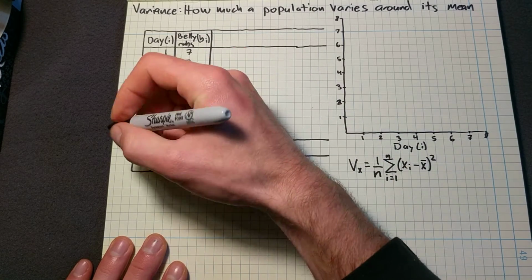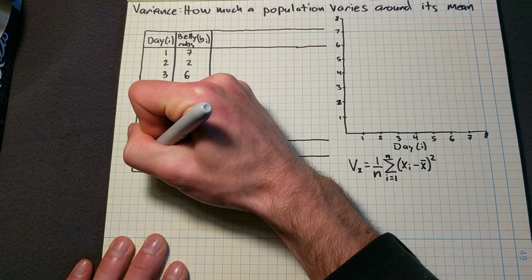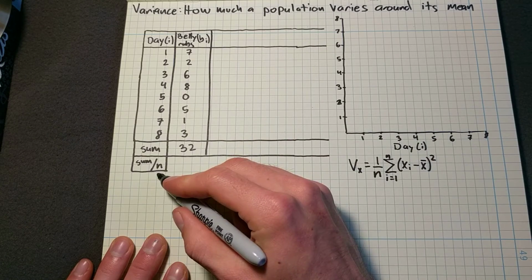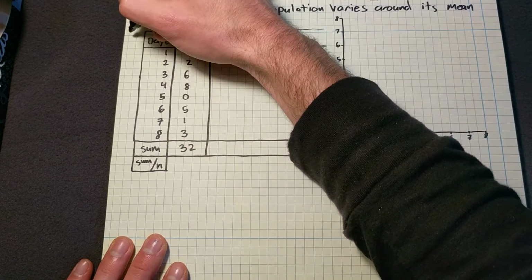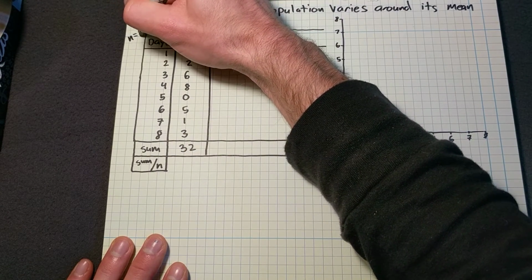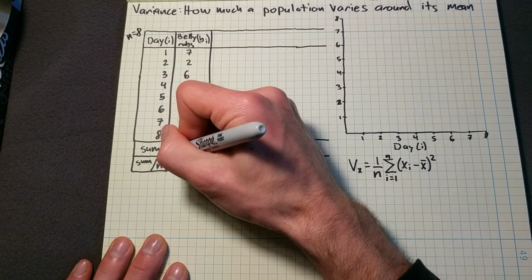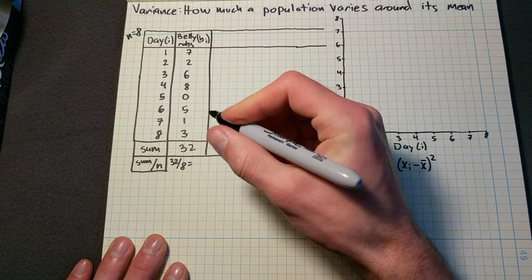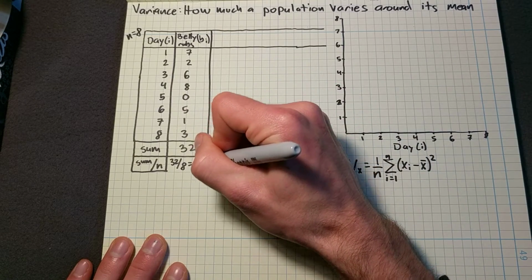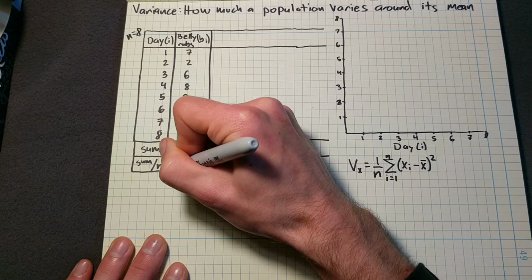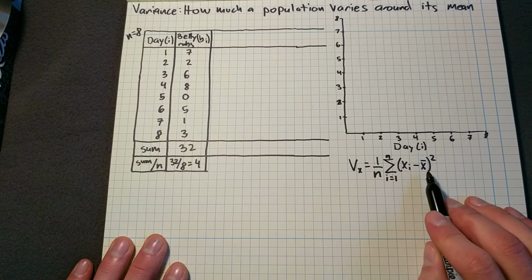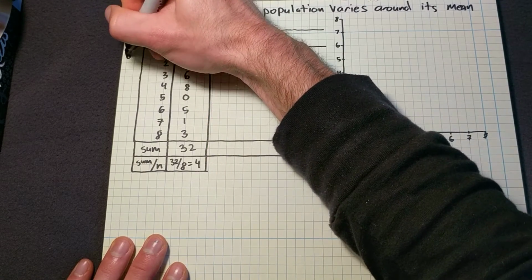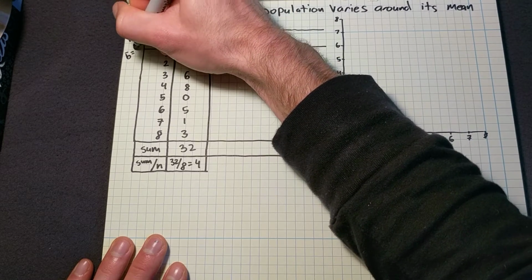Okay, and then the average would be the sum divided by the population size. So for us, we have 8. So n equals 8 for us. So 32 divided by 8 turns out to be 4. So 4 is our mean. And then that's going to be the x bar. So for us, I'm going to call it b bar equals 4.